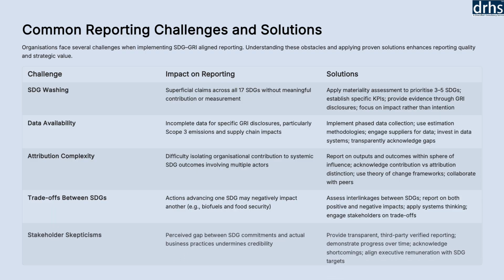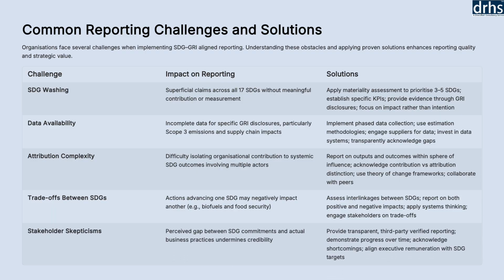Stakeholder skepticism. Growing skepticism arises when reported commitments do not align with observed practices. To address this, organizations should prioritize transparent, consistent, and assured disclosures, demonstrate year-on-year progress, and openly communicate challenges alongside achievements. In conclusion, by addressing these challenges through prioritization, data strengthening, transparency, and outcome-focused reporting, organizations can move from symbolic SDG alignment to credible, decision-useful sustainability reporting.